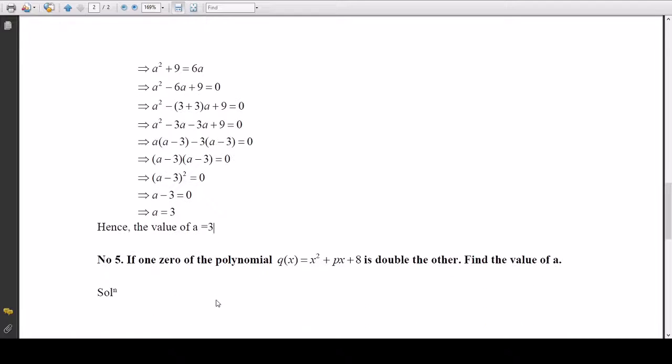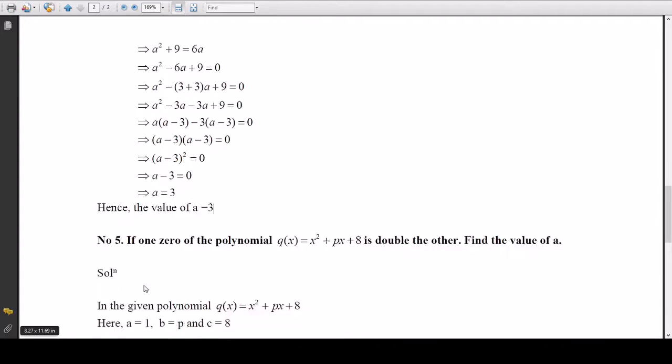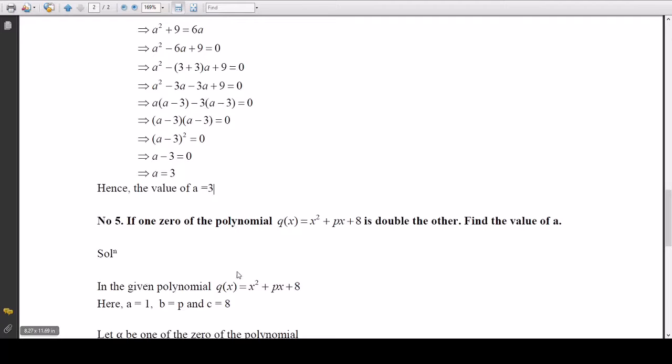Next is problem number 5. If one zero of the polynomial is double the other, find the value of p. In this given polynomial, what is a? A is the coefficient of x square, again 1. What is b? Coefficient of x, which is p. And what is c? C is the constant, which is 8.